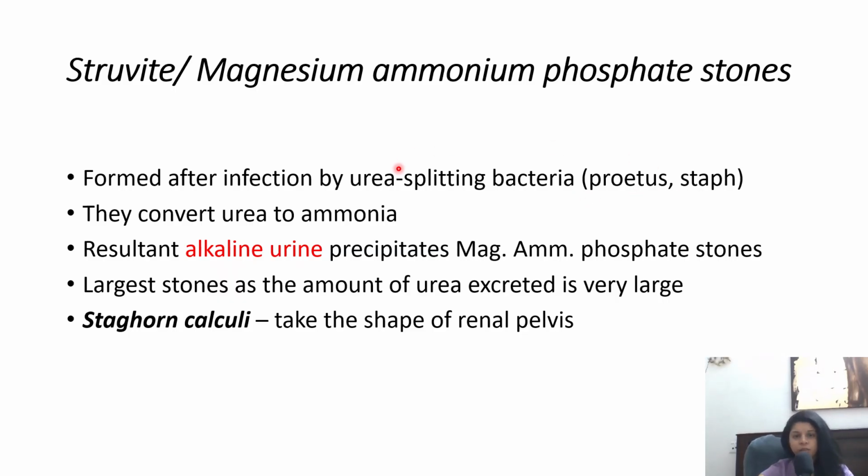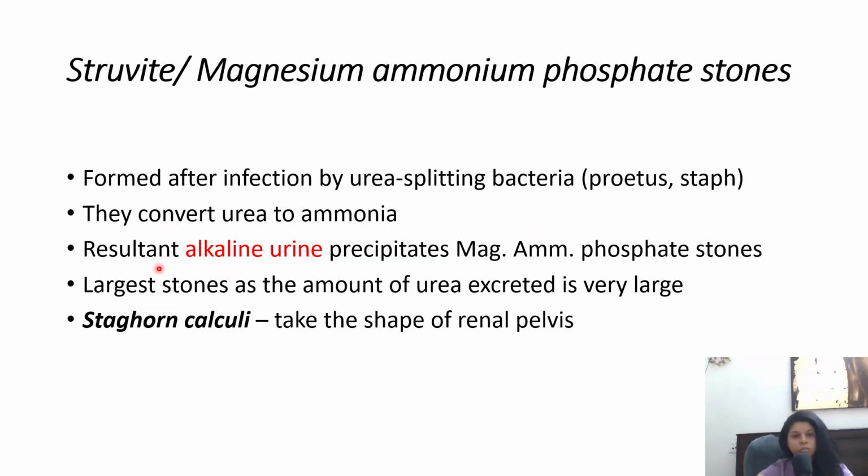So when urea is split, it is split into ammonia. Okay, and this ammonia will bond with magnesium and phosphate in the urine and form the magnesium ammonium phosphate stones. So it's important that the patient already has a urea splitting bacterial infection, that is a Proteus or Staphylococcus UTI, and those bacteria in the urinary tract will split urea into ammonia, and because of the ammonia the patient's urinary pH will become alkaline. Okay, and then the magnesium and phosphate in the urine will combine with the ammonia that is split and formed, and then it will form magnesium ammonium phosphate stones.